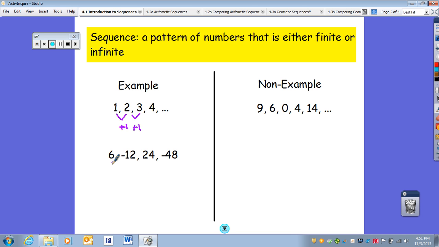If we take a look at this pattern, which is a sequence, we take 6 times -2, and then to get to our next term we multiply by -2, and to get to our next term we're going to multiply by -2. But notice there are not 3 dots after it, so this is called a finite sequence. It stops. If you take a look at this one, there isn't really a pattern that is happening that's consistent, and so this is not a sequence. This does not have a pattern of numbers.